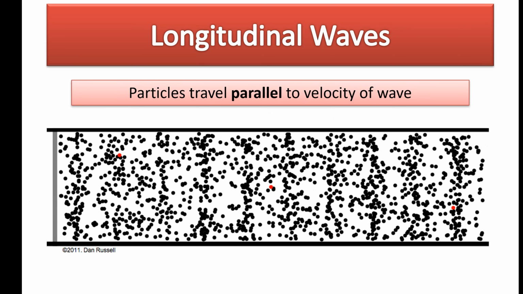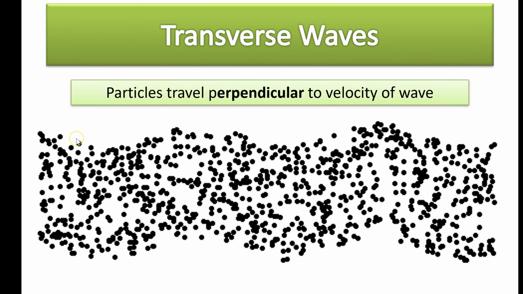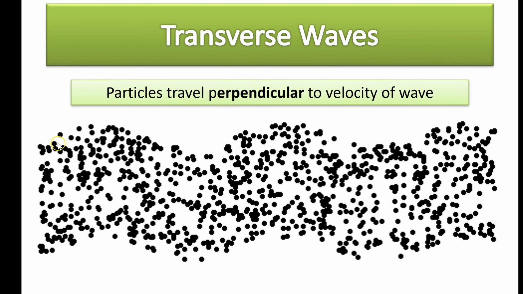Okay, what about transverse waves? In transverse waves, the particles travel perpendicular to the velocity of the wave. What direction is the wave traveling here? You see the crest? Focus on the crests. The crests are moving to the right. But if you focused on one little dot, what direction is the dot going?